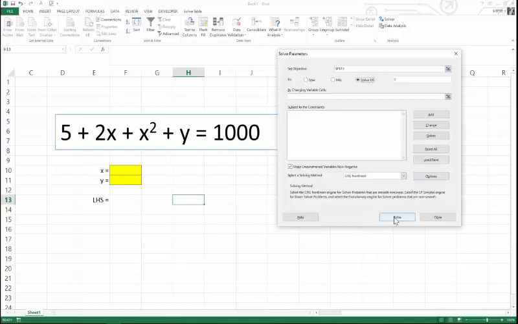Then you can click on Solver and find a solution. Okay, that's a hint for this question.